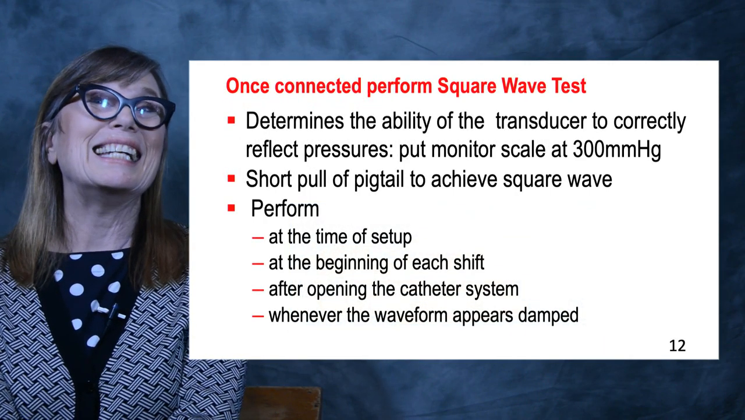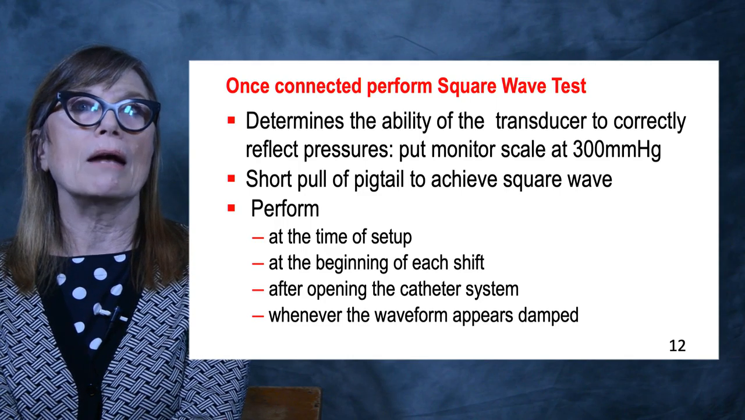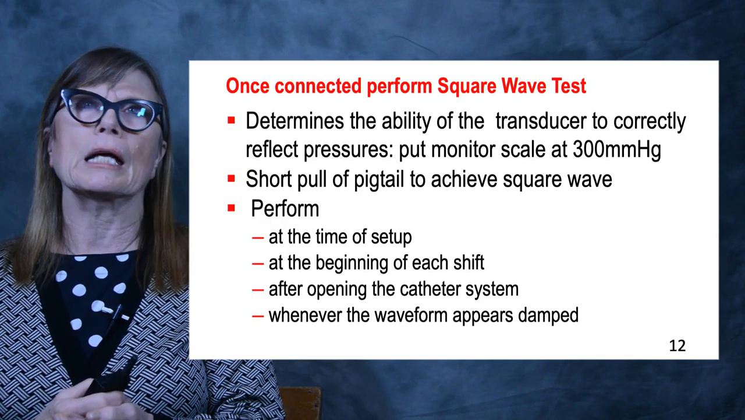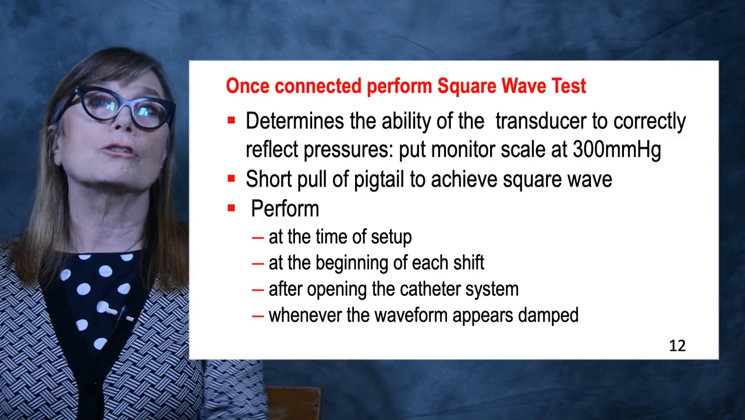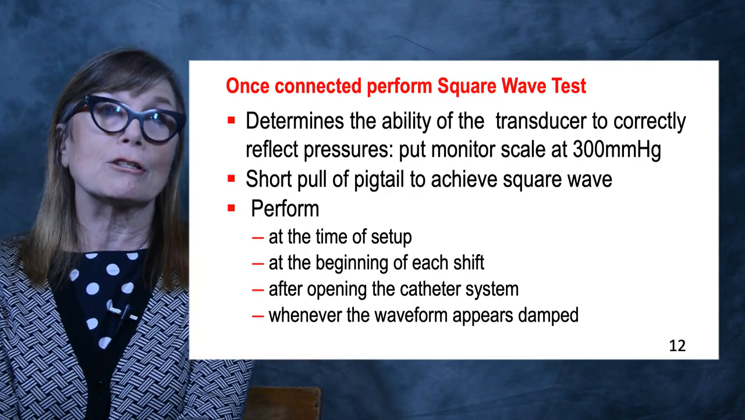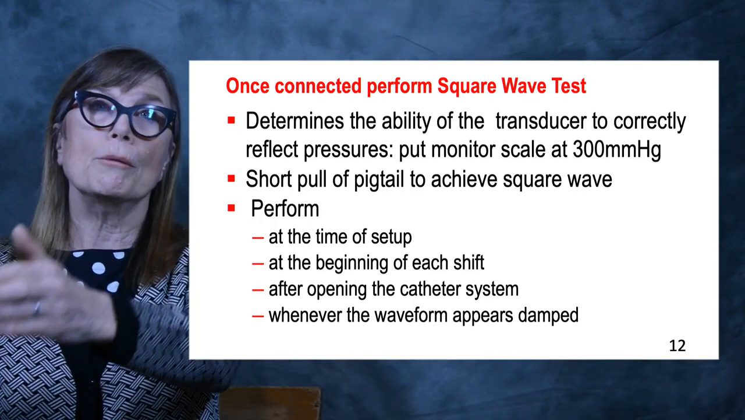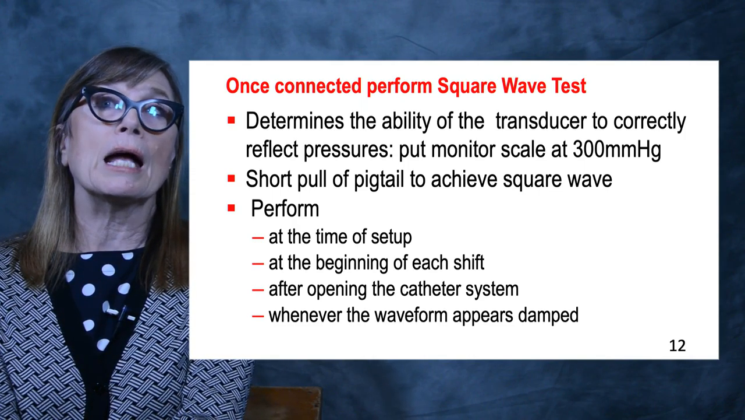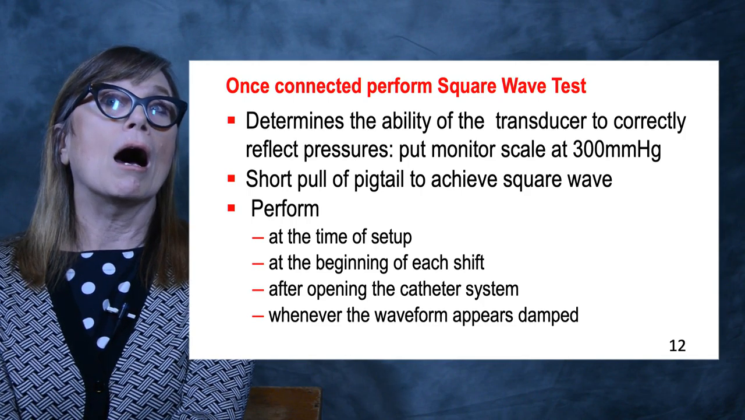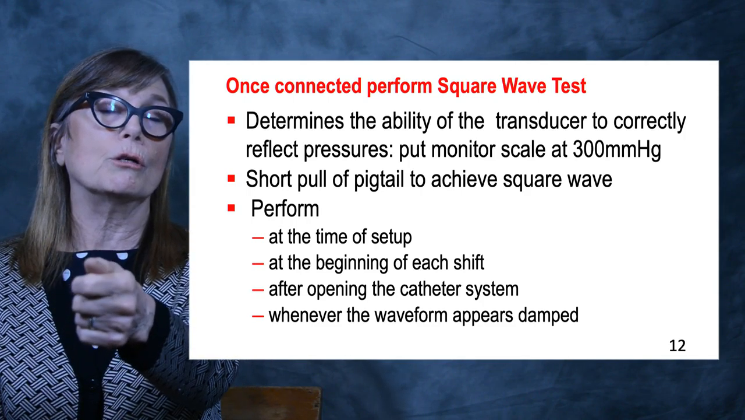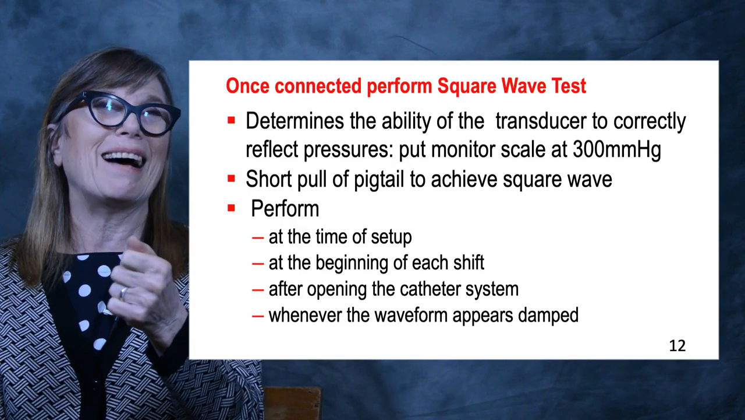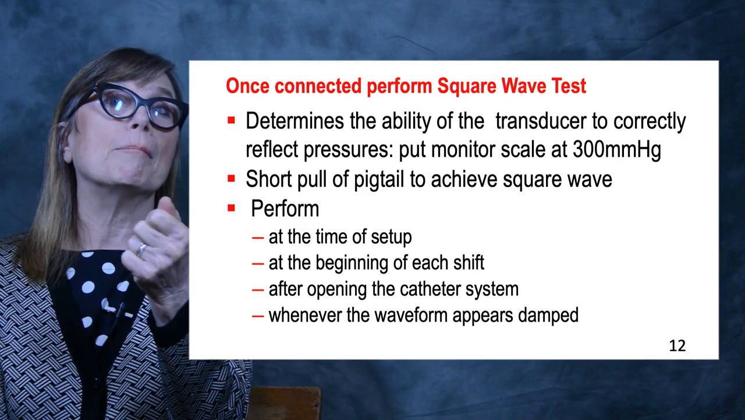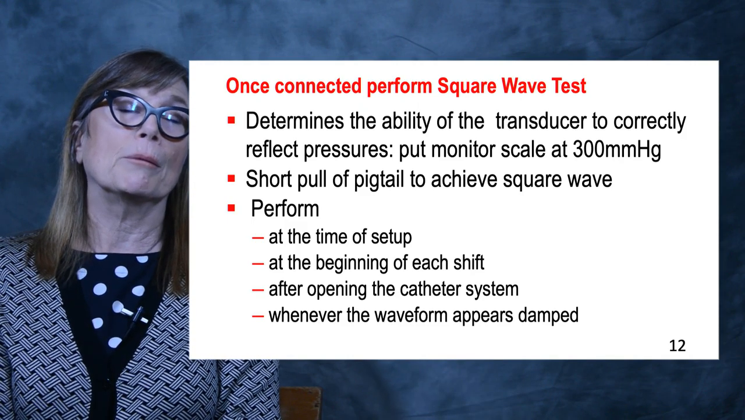Now, once you're connected, you need to perform a square wave test. Now, this is a little more intricate, but oh my goodness, so quintessentially important. This actually helps us to determine the integrity of our monitoring system, from pressure bag to patient through the transducer. So we're going to put our monitor scale at 300 millimeters of mercury, and then on our transducer, that little pigtail I showed you, we're going to pull that pigtail just for about 2 seconds. What that does when I pull that pigtail is it opens up my transducer to monitor 300 millimeters of mercury.